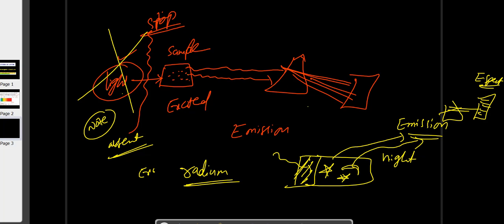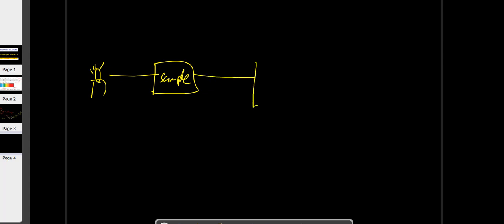Similarly, another one is the absorption spectrum. For the absorption spectrum, I am taking a source light here. This light is moving or passing through the sample. Then this light is emitted here and sent through the prism. Then here we are getting one spectrum. This is called absorption spectrum.